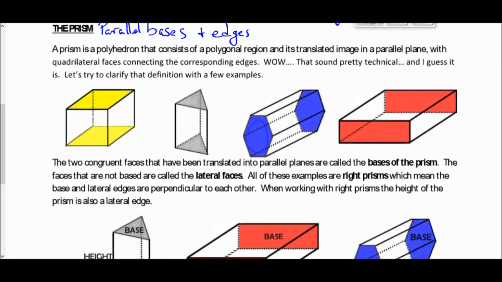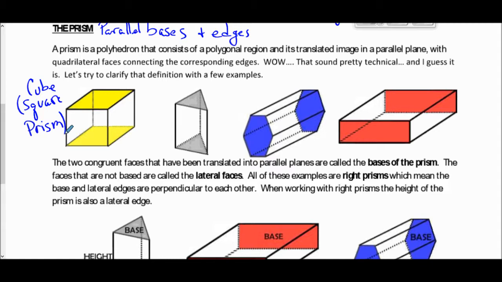As far as naming these prisms, we name them by the shape of their base. The first one here, well, it's a cube, but to be consistent, we could also call it a square prism. We're naming it by the base. I'm not sure how often you've ever heard that term used. Most people will call it a cube, but you could call it a square prism.